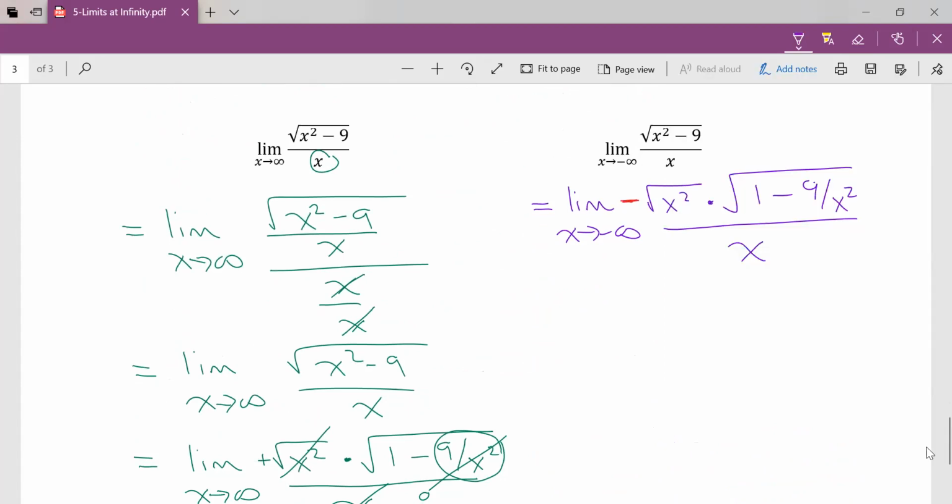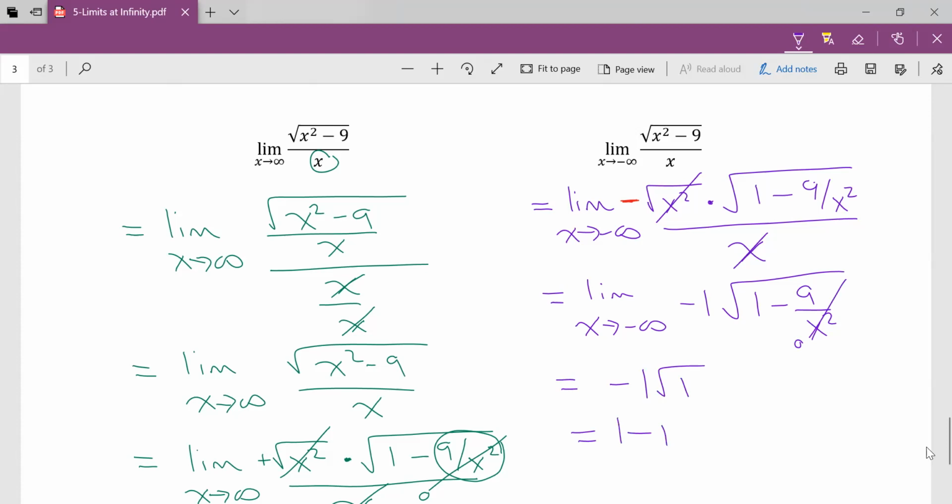Well, now these two will divide out, but now I'm going to write this down. The limit as x goes to negative infinity, that's now negative 1 times the square root of 1 minus 9 over x squared. When we substitute this in, 9 divided by negative infinity squared will go to 0. We now have negative 1 times root 1, which, guess what, is negative 1. So these two limits actually go to different values.